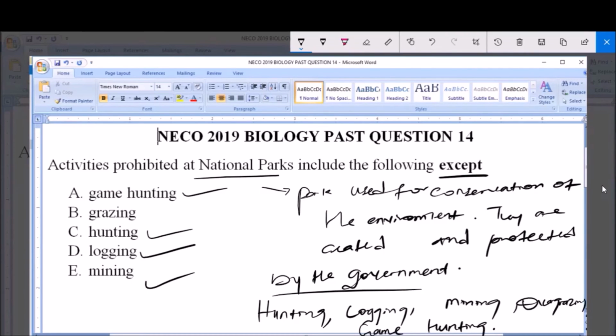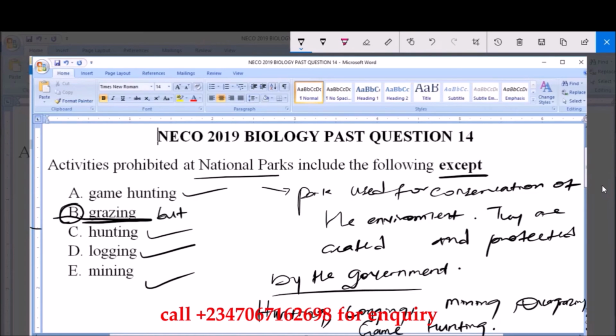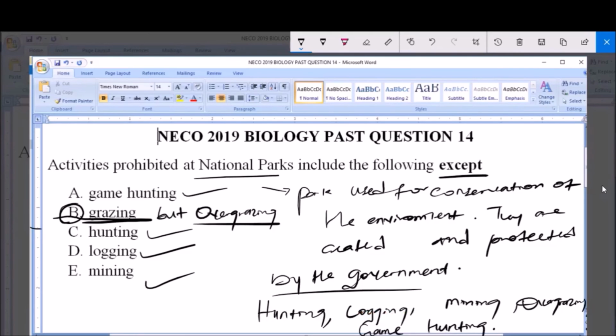Now option B here says grazing. Now grazing is not prohibited in a national park, but overgrazing is prohibited. So take note. Grazing is not prohibited because grazing simply means animals feeding on grasses, and like you know, in national parks you find animals and these animals feed on grasses. That's grazing. But overgrazing is prohibited in a national park because a national park aims to conserve the environment, and overgrazing will deplete the environment. So grazing is the answer to this question. It is not prohibited in a national park. Option B is the correct answer.